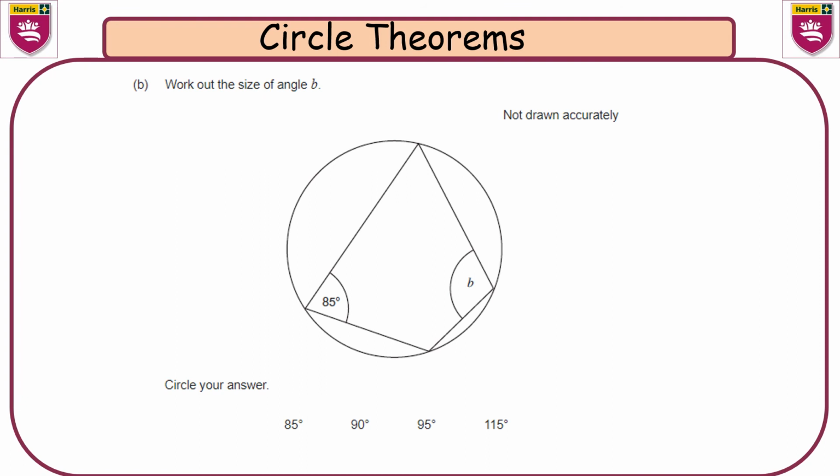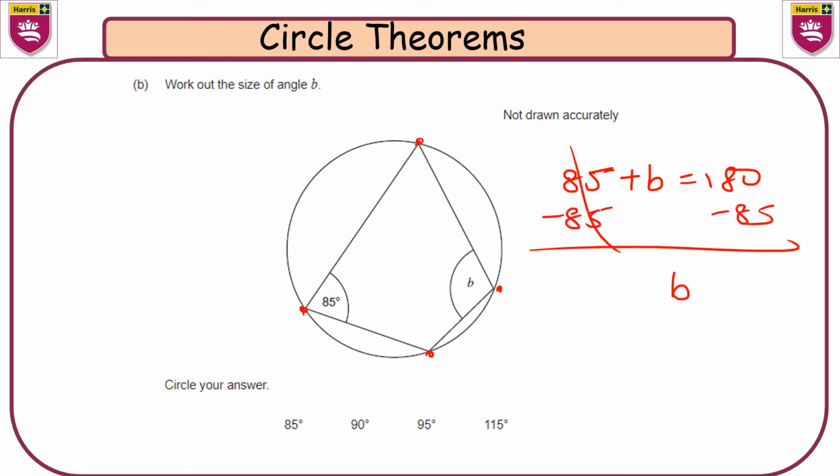Now this is question B of the same question. We can clearly see that we've got 1, 2, 3, 4 points touching the circumference, therefore we're going to be using the rule for opposite angles in a cyclic quadrilateral will add up to 180 degrees. So B plus 85 adds to 180. When I take 85 away from both sides, B will be 95 degrees. That's my answer, and I'm going to get 1 mark from it.